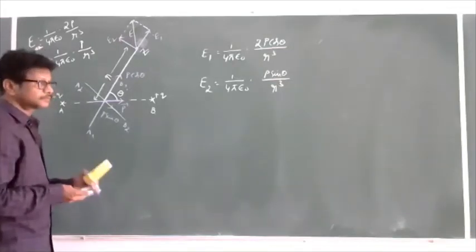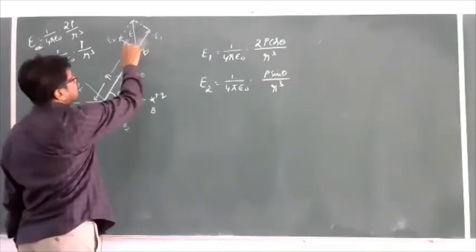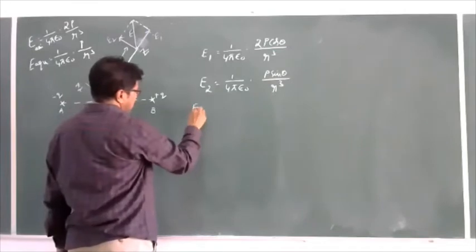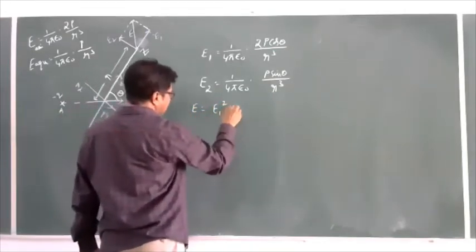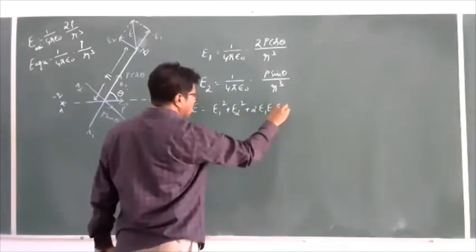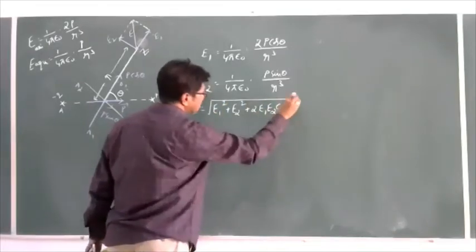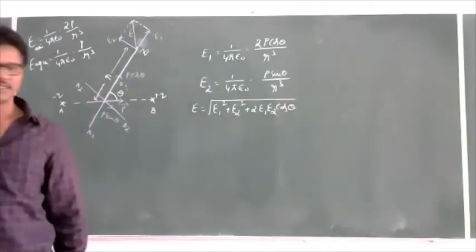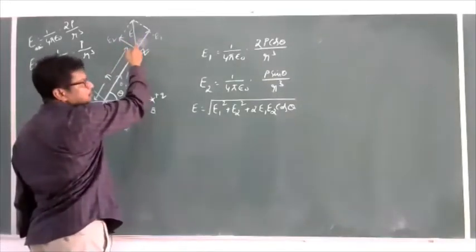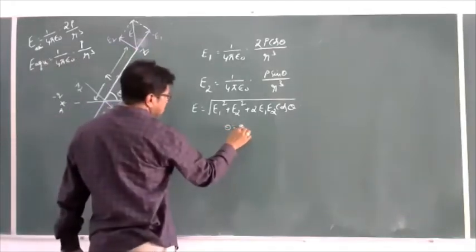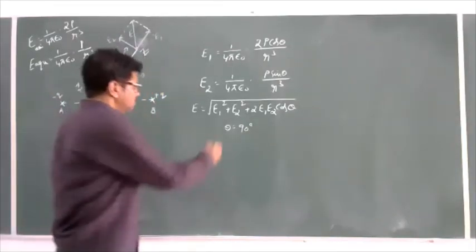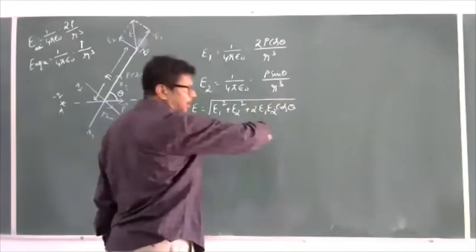Now, how to get the resultant of E1 and E2? You apply the parallelogram law. If you apply the parallelogram law, E is equal to the square root of E1 square plus E2 square plus 2 E1 E2 cos theta, where theta is the angle between E1 and E2. What is the angle between E1 and E2? 90 degrees. So theta is equal to 90, cos 90 is equal to 0. So this entire term will become 0 now.